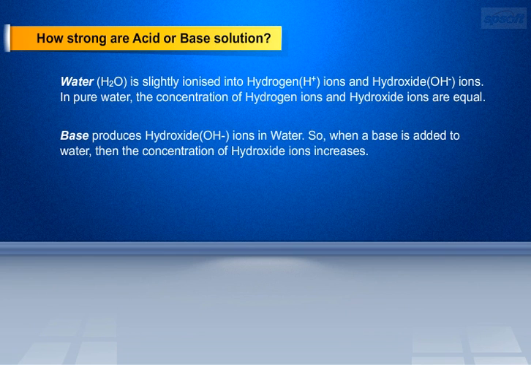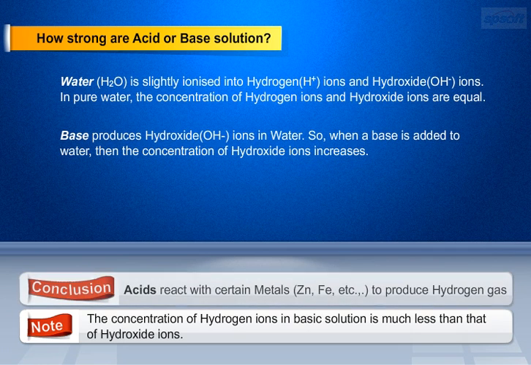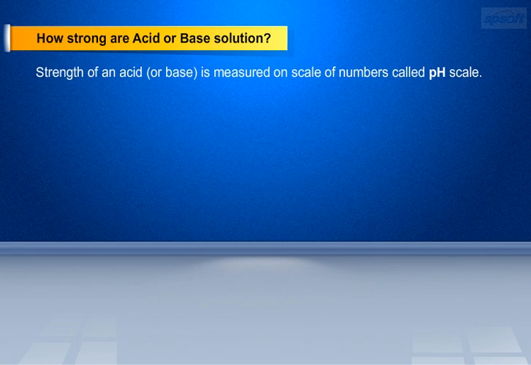Base produces hydroxide ions in water. So, when a base is added to water, the concentration of hydroxide ions increases. Please note that the concentration of hydrogen ions in basic solution is much less than that of hydroxide ions. Both acidic and basic solutions contain hydrogen ions. Do you know that strength of acid or base can be measured by using pH scale?